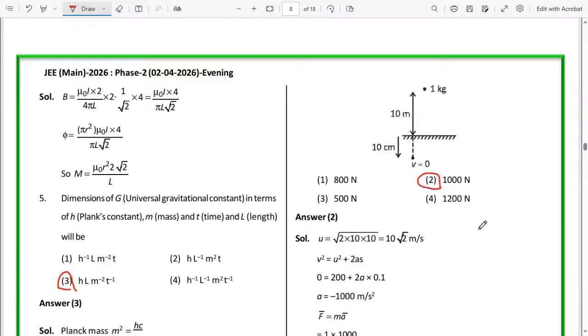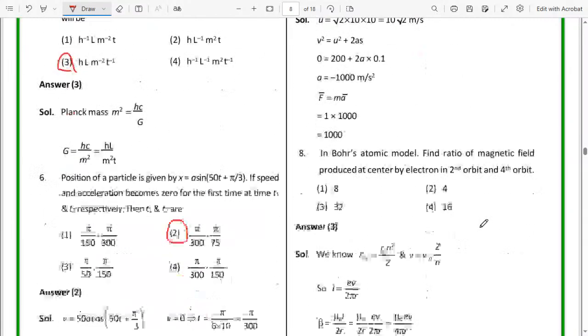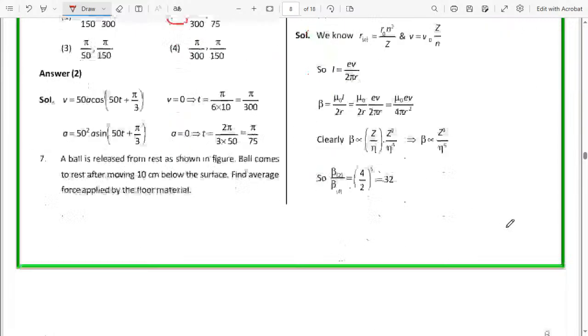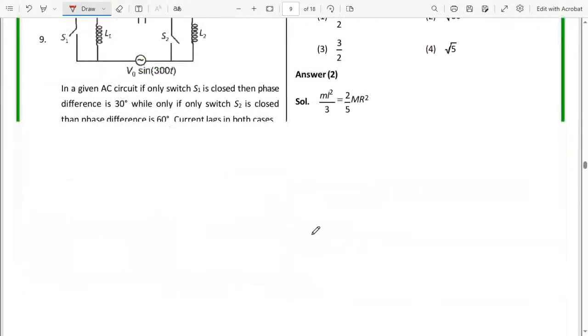1000 newtons. Next, question number 8. In Bohr's atomic model, find the ratio of the magnetic field produced at the center by the electron in the second orbit and the fourth orbit. So option 3, answer 32, is the correct option, students. Next, question number 9.